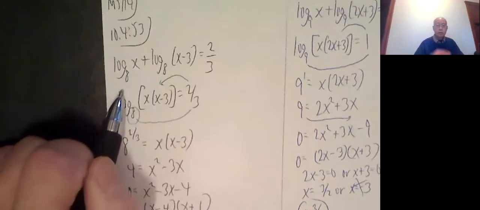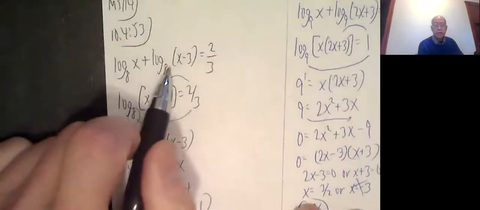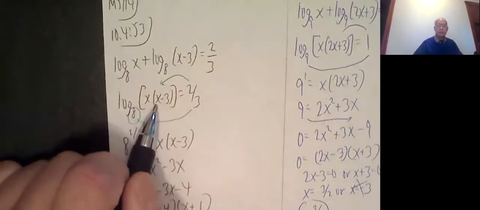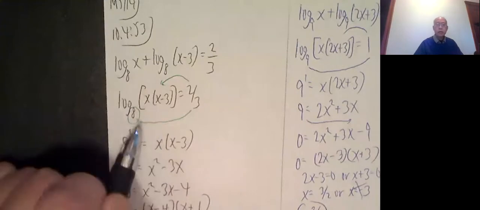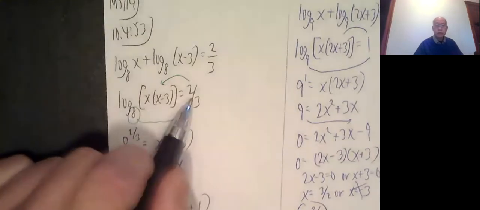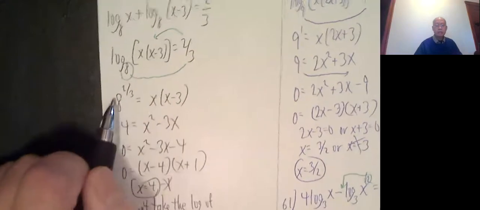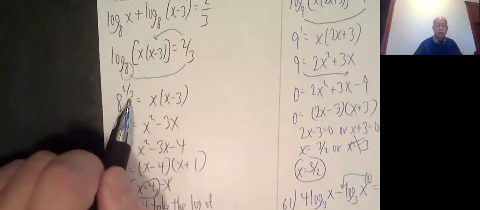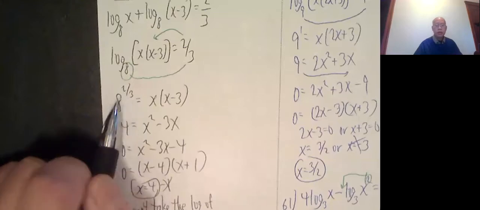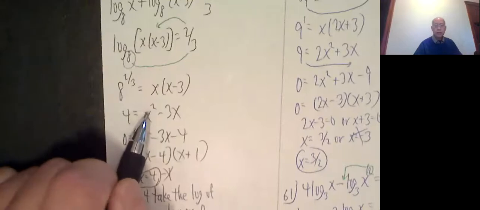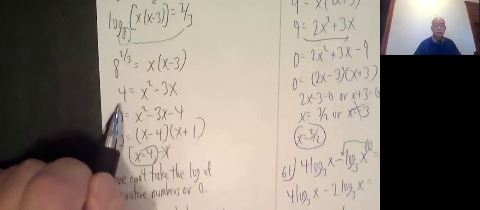Problem 53. Log base 8 of x plus log base 8 of x minus 3. There's a plus here, so I multiply x times x minus 3. Unscramble it. 8 to the 2/3 equals this. 8 to the 2/3, x times x minus 3. 8 to the 2/3 means cube root, and then square it. Cube root of 8 is 2. 2 squared is 4. And this is x squared minus 3x. Subtract 4.